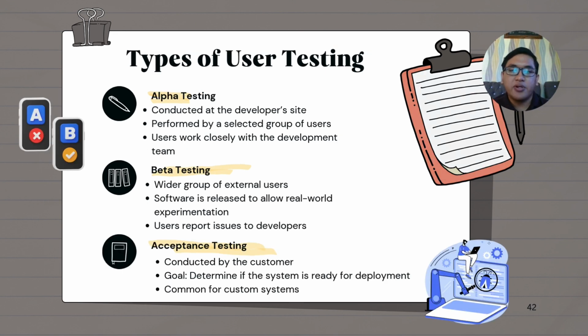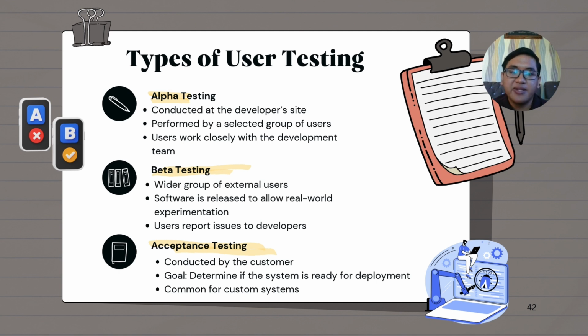There are many types of user testing. First, we have alpha testing. This test is conducted at the developer's site. It is performed by selected groups of users. Users work closely with the development team. Then we have beta testing, which involves a wider group of external users. Software is released to allow real-world experimentation, and the users report issues to developers.